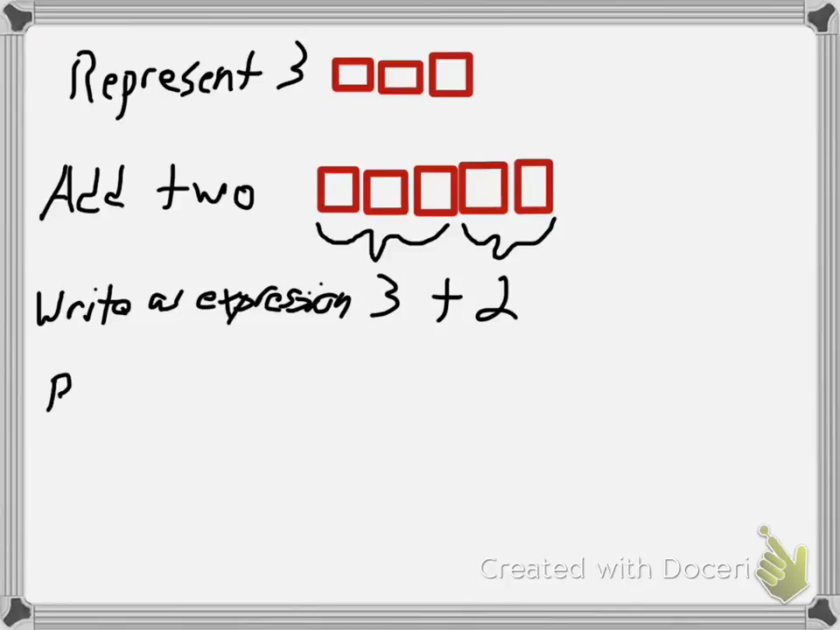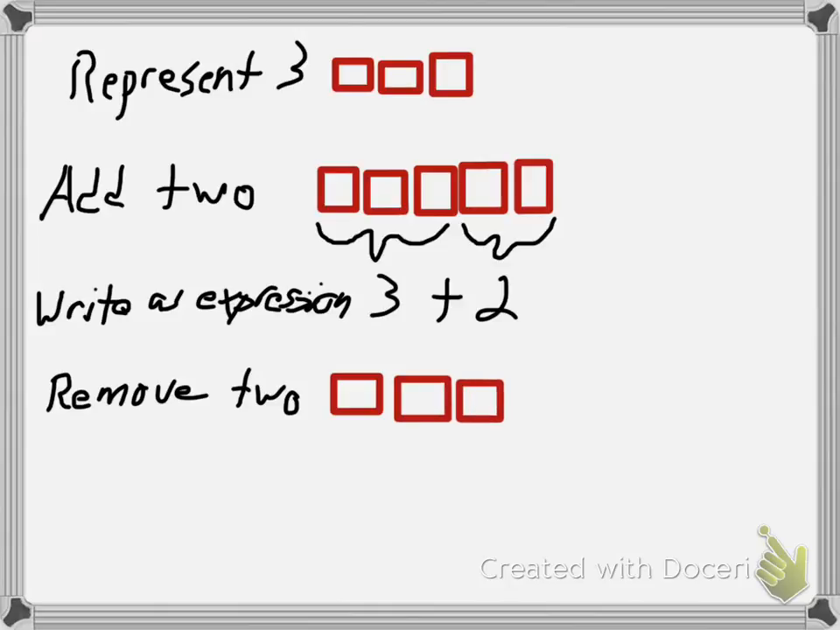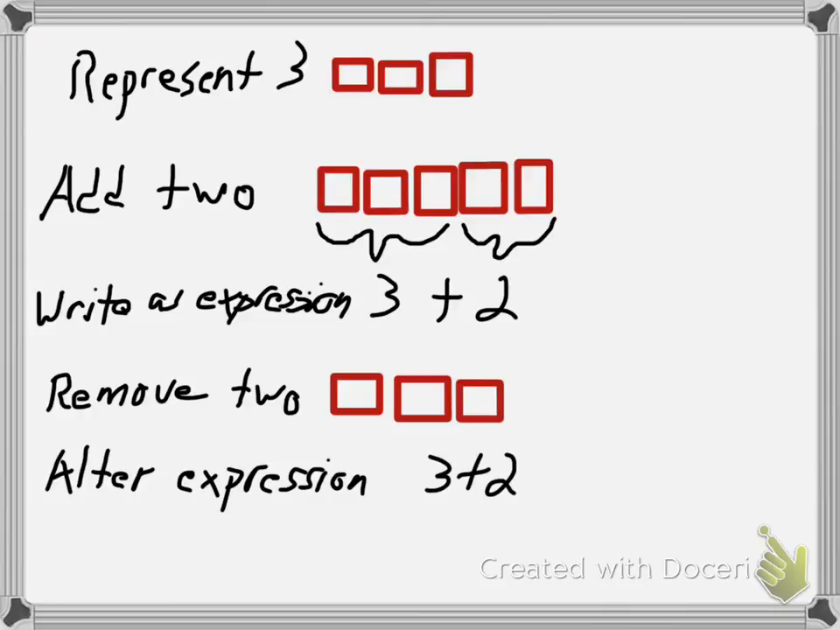Now let's say I remove 2 squares. So now I want to remove 2. Well, if I remove 2, how many squares am I going to have? I'm going to have 1, 2, 3. Now let's alter the expression to represent what I just did. So if I want to alter my expression here, my expression was 3 plus 2, but then I removed 2, so I'm going to subtract 2 from it.